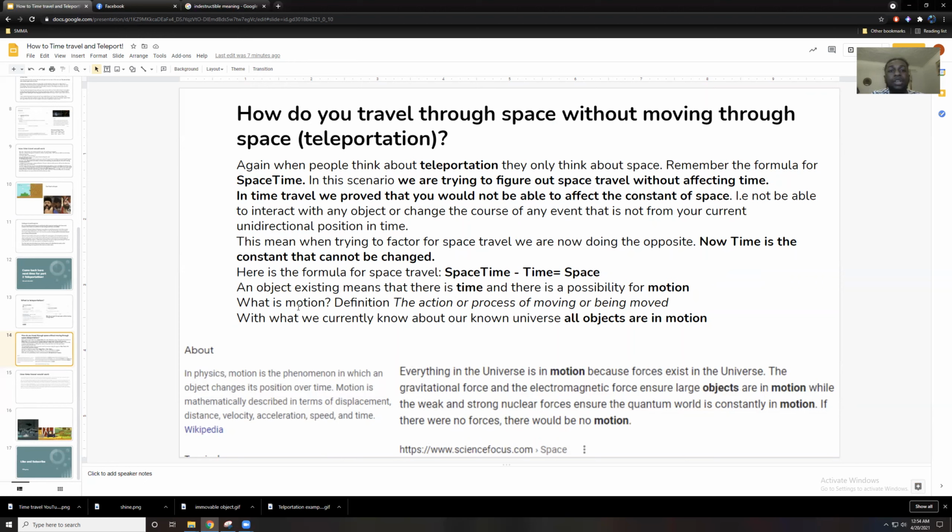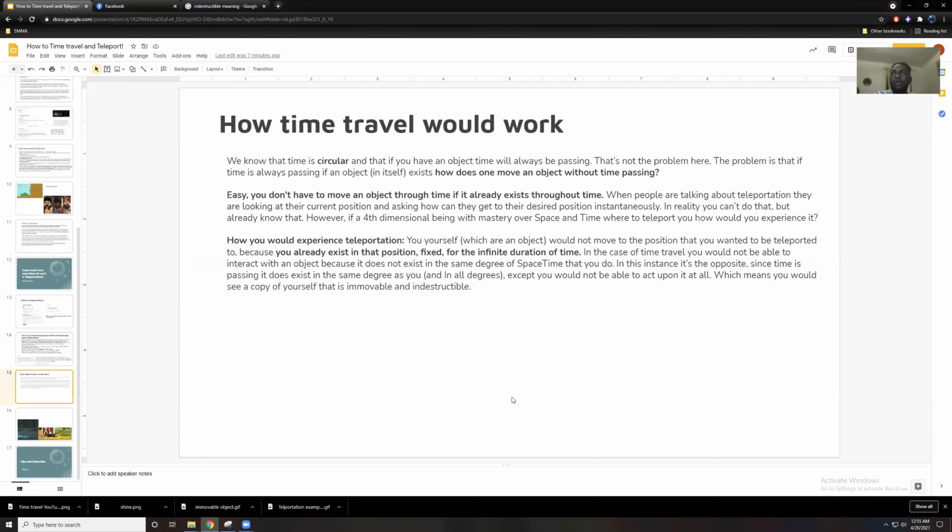Time only exists because there is an object that you can measure to get time. Just because everything we see in our universe is in motion, it doesn't necessarily mean the presence of the object itself has to be in motion for time to exist. Like it said over here, the only reason we are in motion is because forces are acting against us. If there were no forces, there would be no motion, but there would still be time. I decided to make that clear, right?